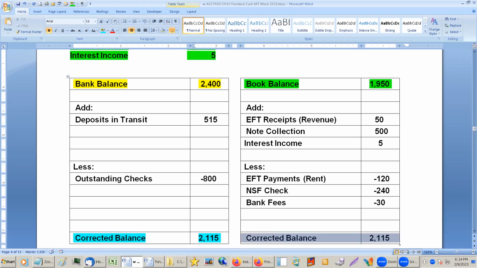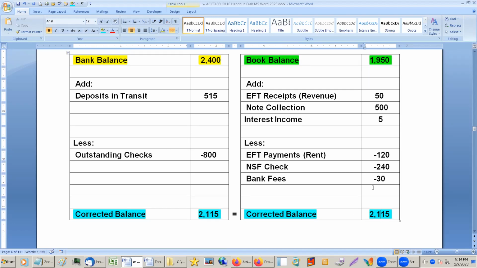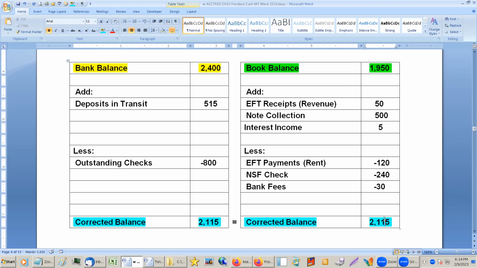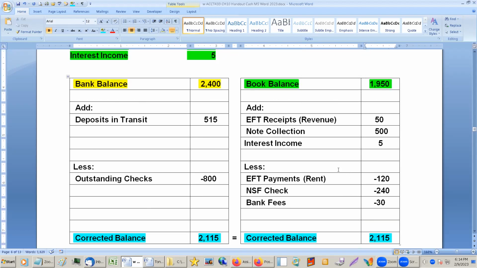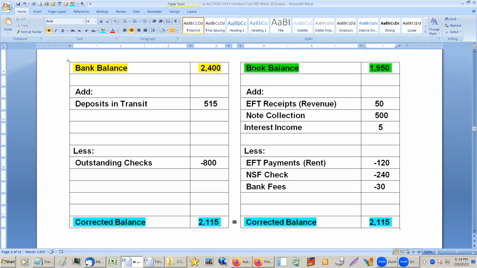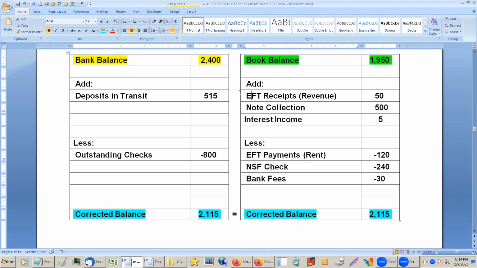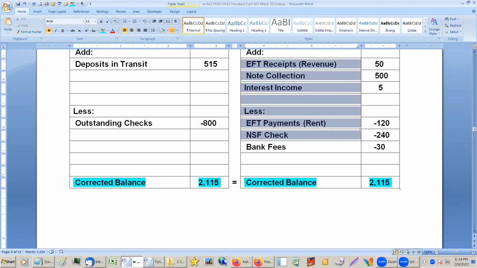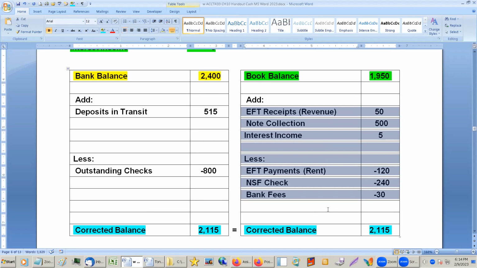Now, here are a couple of things about this. First of all, you don't have 1950 in the bank, you have 2115. But also, this book balance isn't going to magically come out to 2115. You're going to make journal entries for all the items on this book side.